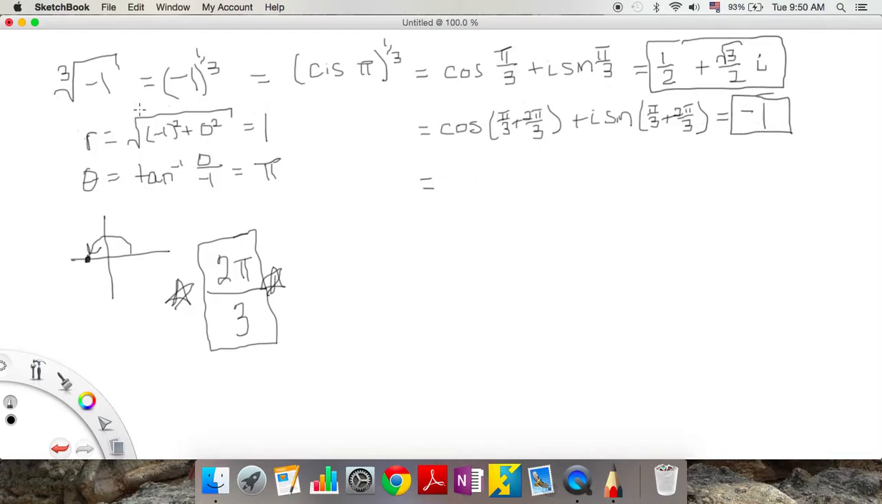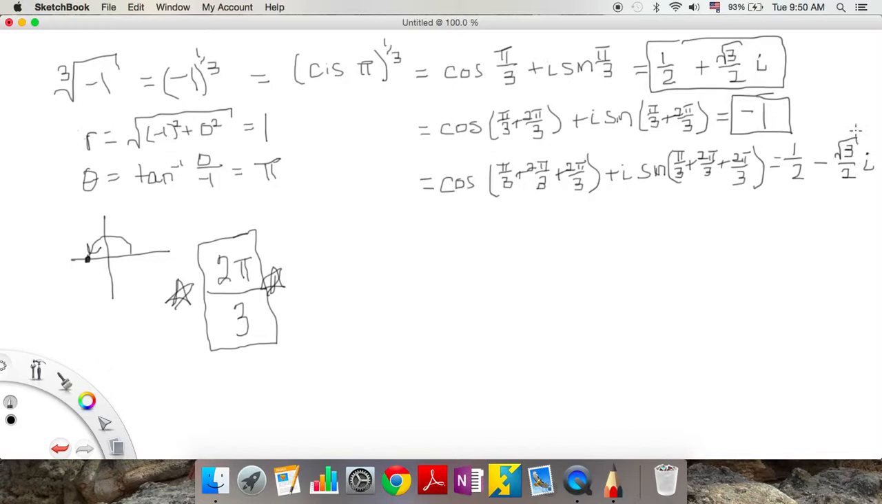And then we know we need 3 roots because it's a cube root. So we add it one more time. So we have pi over 3 plus 2 pi over 3 plus 2 pi over 3 plus i times the sine of pi over 3 plus 2 pi over 3 plus 2 pi over 3. So that gives us 5 pi over 3, and the cosine of 5 pi over 3 is 1/2, and the sine is negative square root of 3 over 2 i. So there's our 3 roots.